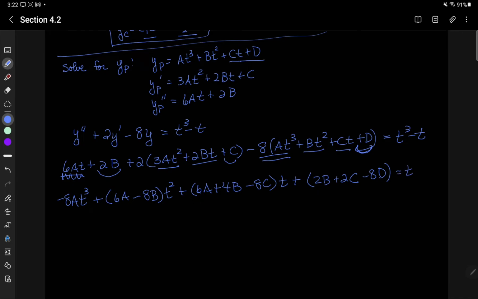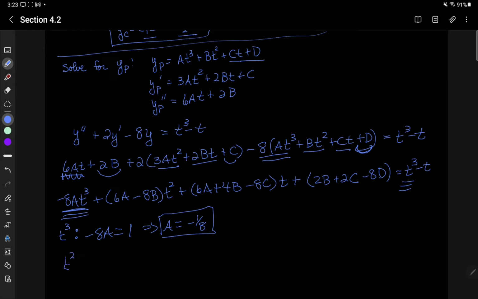Okay, and then I'm going to equate my coefficients to solve for a, b, c, and d. So for my t to the third coefficients, I get negative 8a is equal to 1. And I can solve for a to get a is negative 1/8.